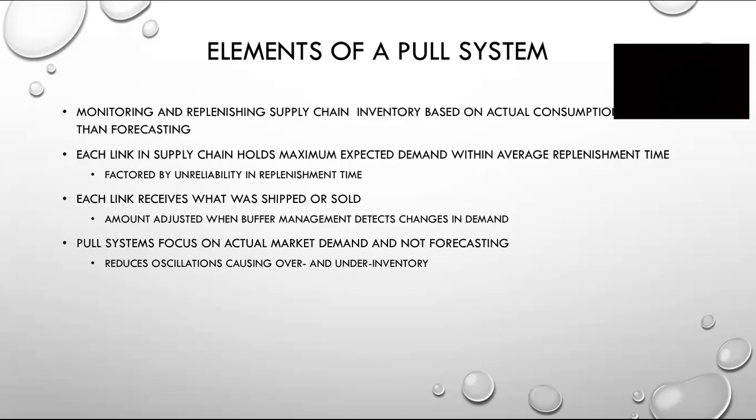So as our demand changes, the variation around the demand also changes, in which case the safety stock level is updated based upon the variation and our customer service level, which is the amount of sigma that we want to absorb in our supply chain. And the key thing is pull systems focus on actual market demand and not forecasting. And this is why it's very important to have something like VMI, where everyone has the demand information at the same time. And it reduces oscillations that do cause over and under inventory.